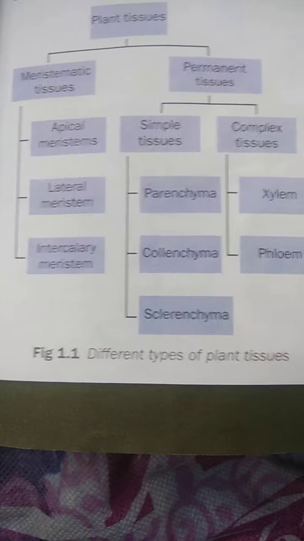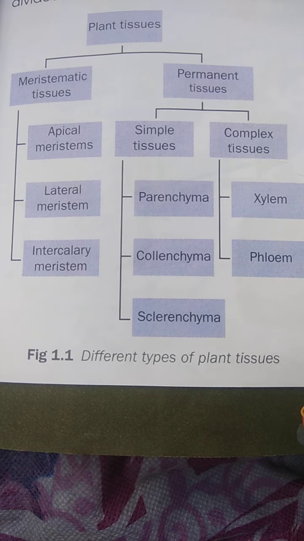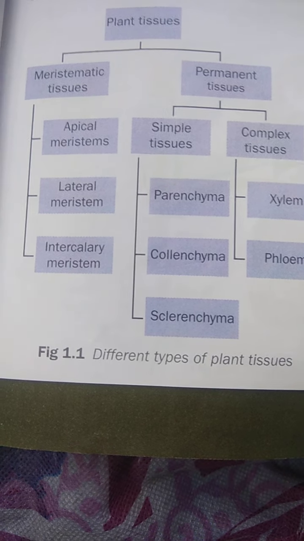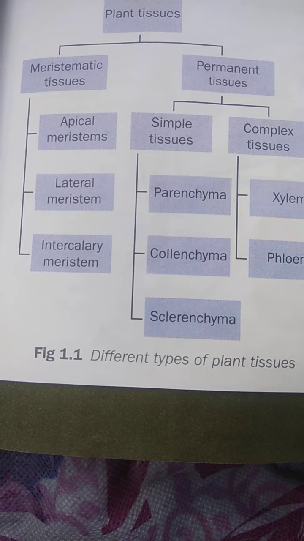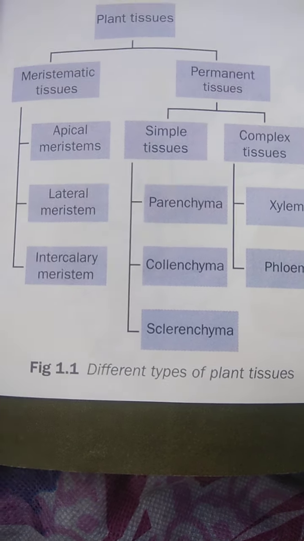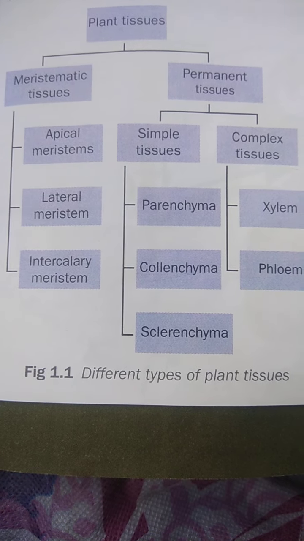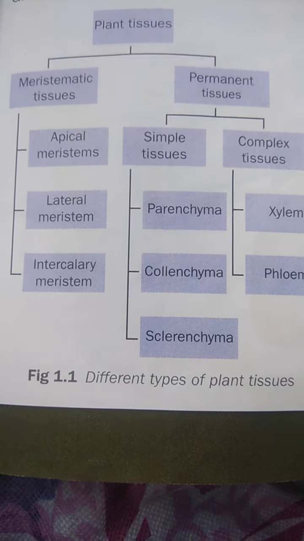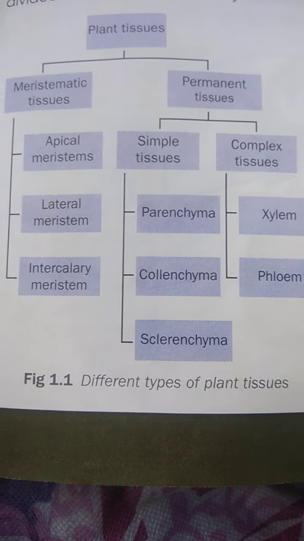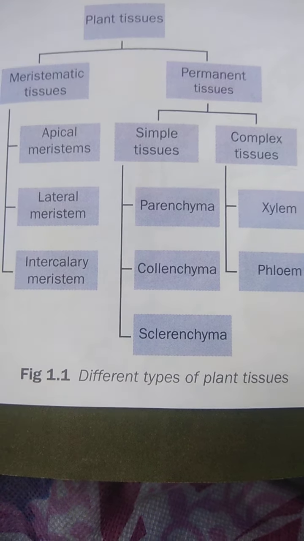Plant tissues are of two types: meristematic tissues and permanent tissues. Meristematic tissues are made up of young actively dividing cells. Means they are actively dividing cells. They undergo repeated division to form new cells. Means they are the cells which divide to form the new cells.